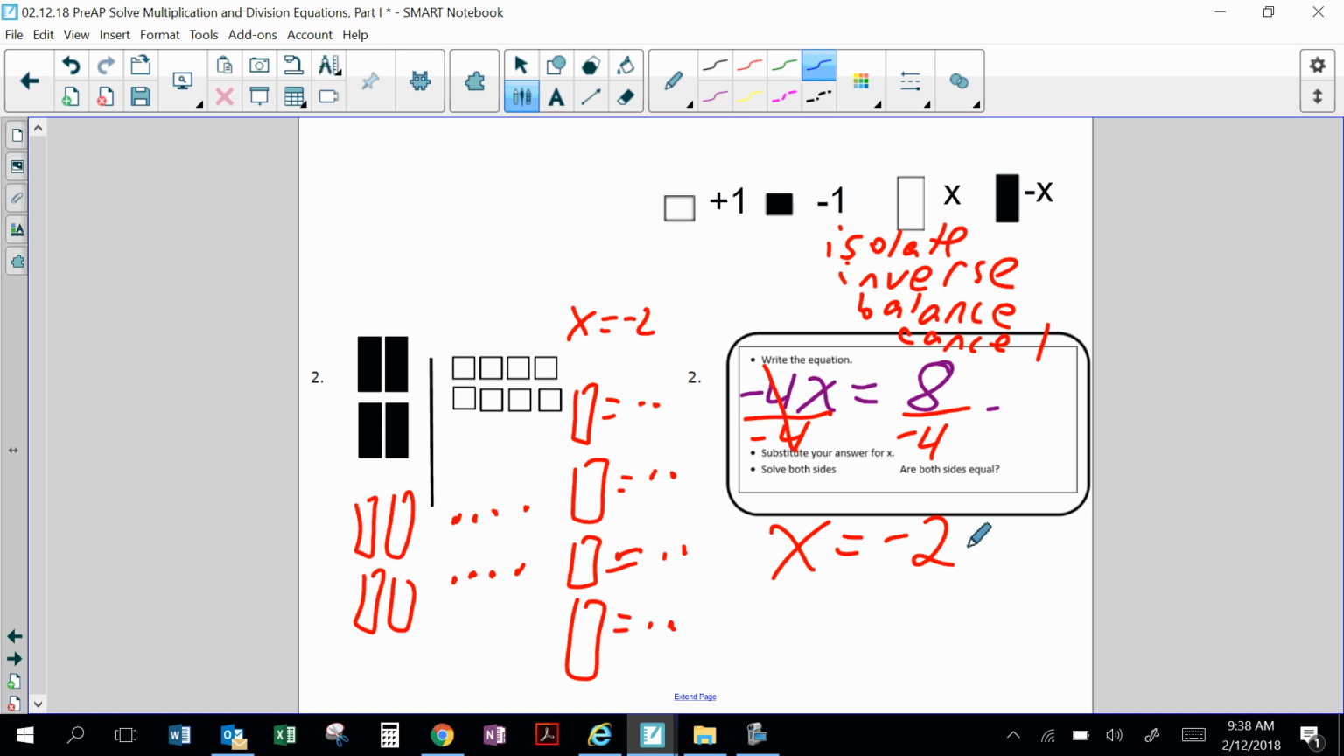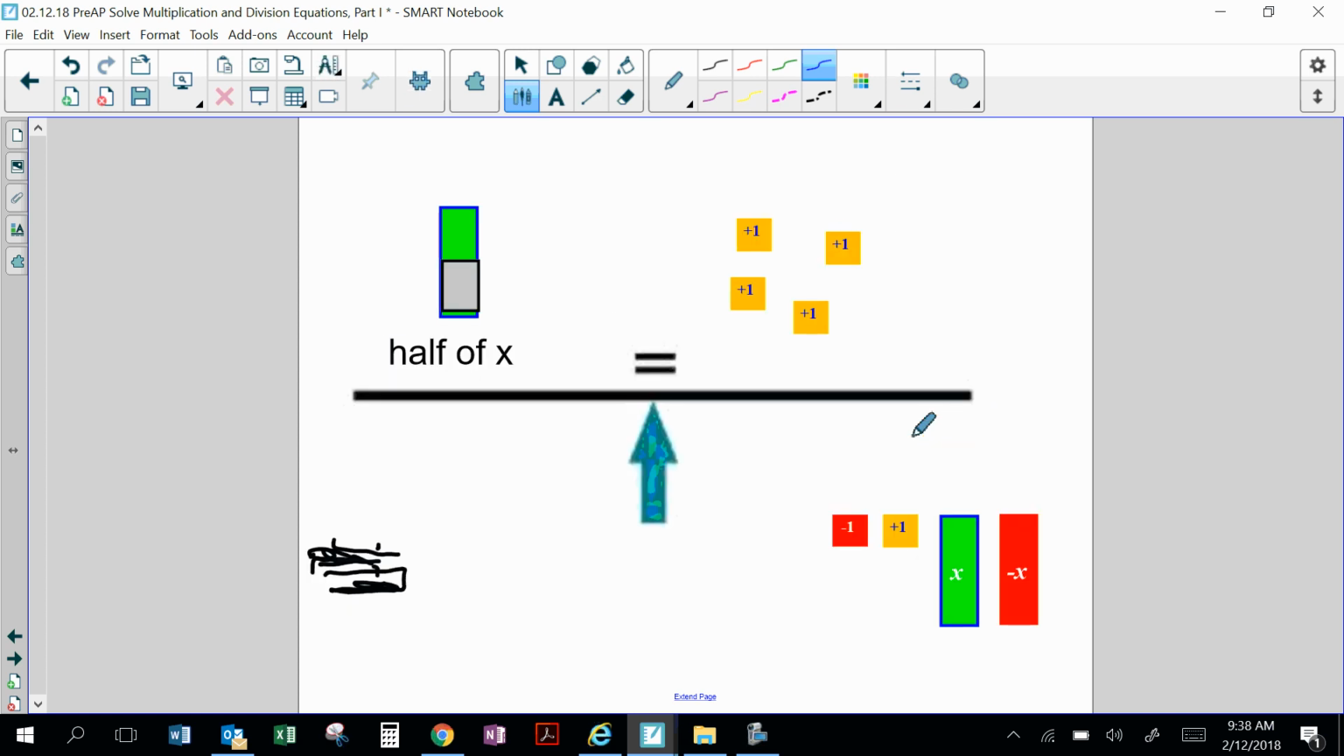Be careful. What I've seen in my other classes is kids say, oh, I divide by 4. If you do negative 4 divided by 4, that's not going to cancel out. That's negative 1. We need to cancel out so it would be 1 or 1x. So what number are you dividing by? Negative 4.